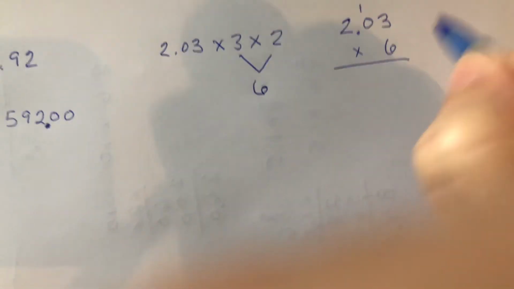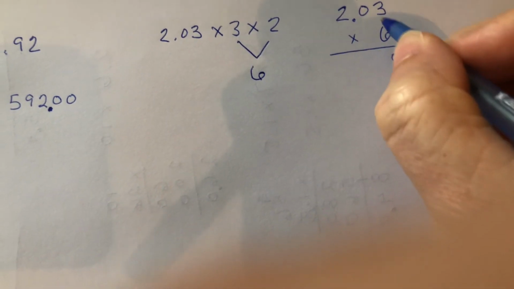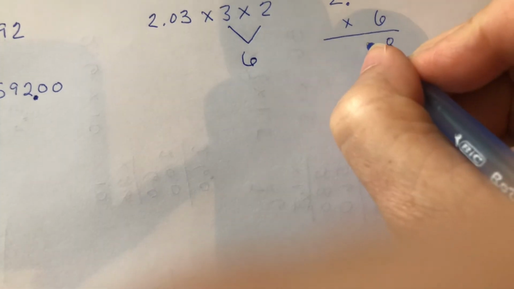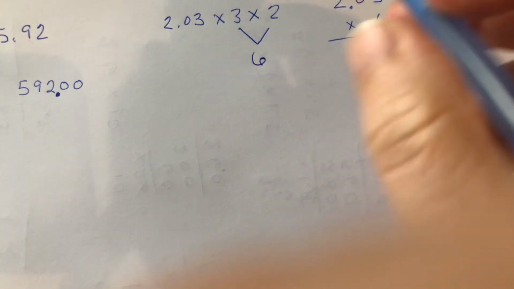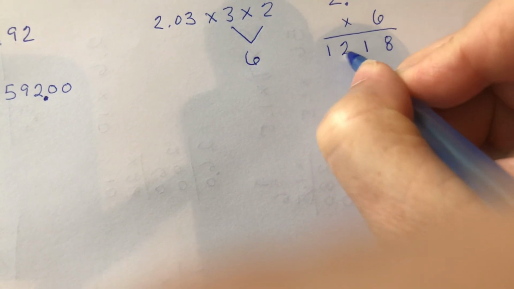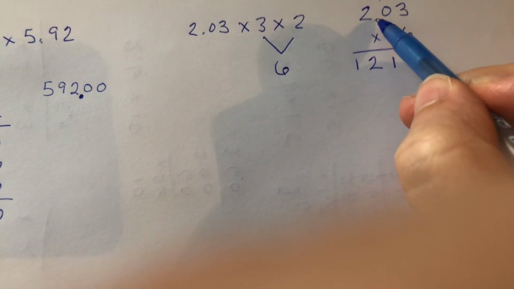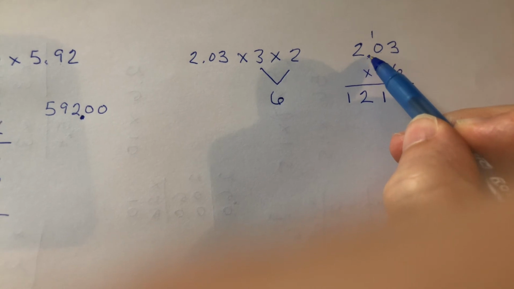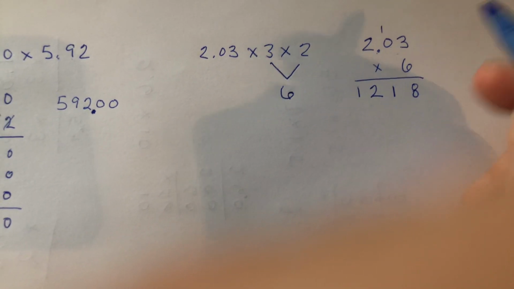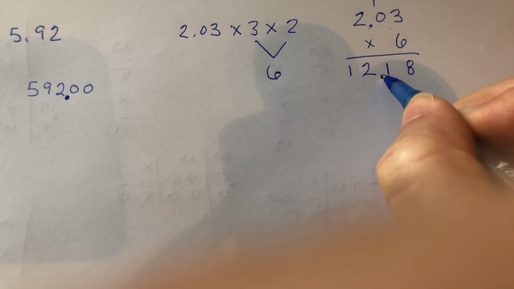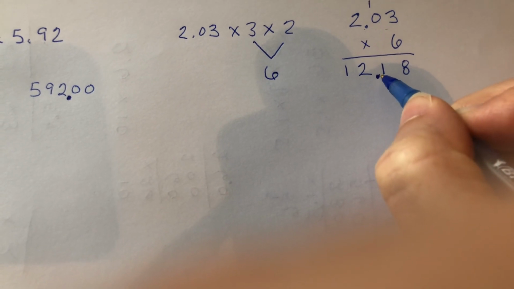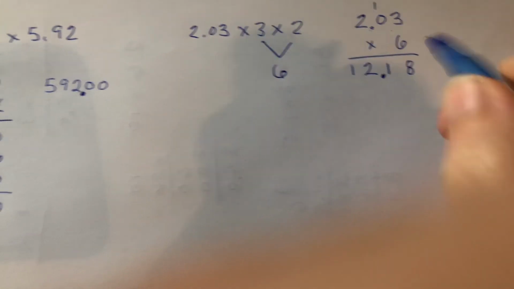6 times 3 is 18. 6 times 0 is 0, plus 1 is 1. 6 times 2 is 12. And how many numbers are to the right of the decimal? 1, 2. So I put my decimal where there are 2 numbers to the right of the decimal, 1, 2. So 12.18.